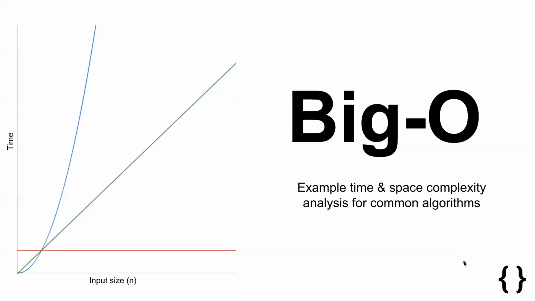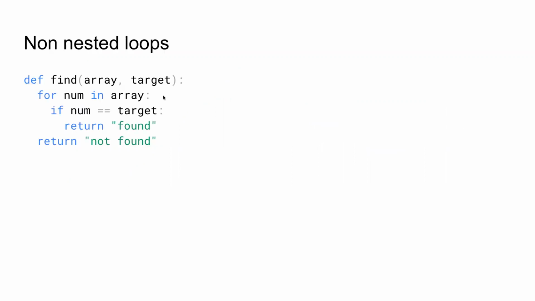In this video, we'll identify the time and space complexity of common algorithms. If you haven't already, be sure to watch the Intro to Big O video first. We'll start with an algorithm that searches for a target element in an array.